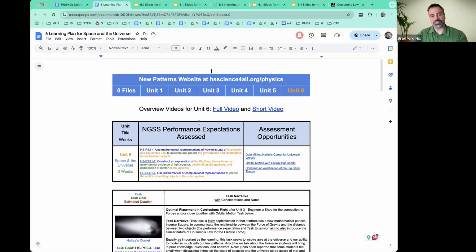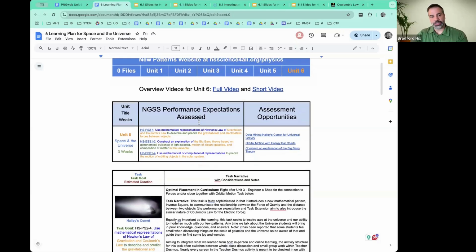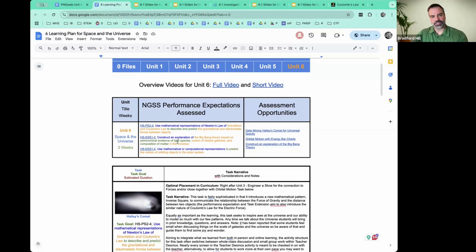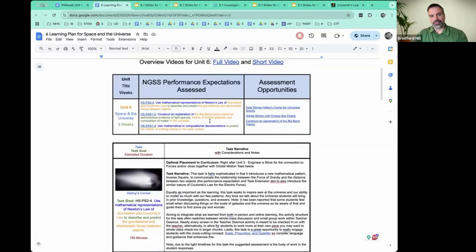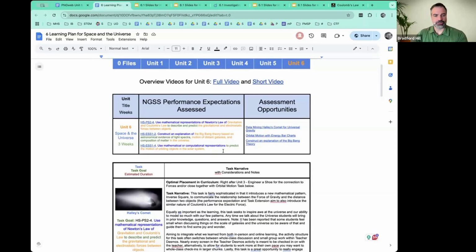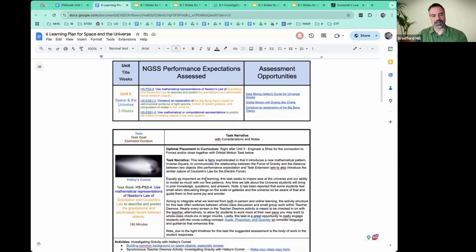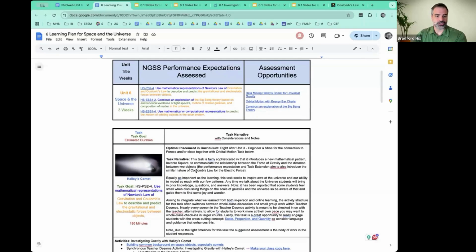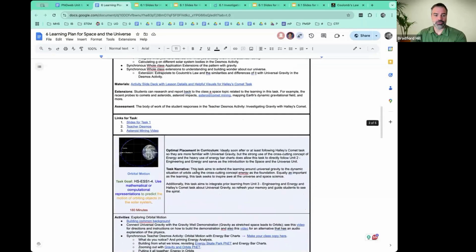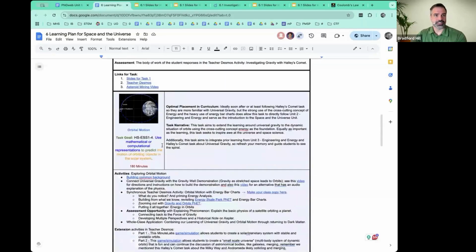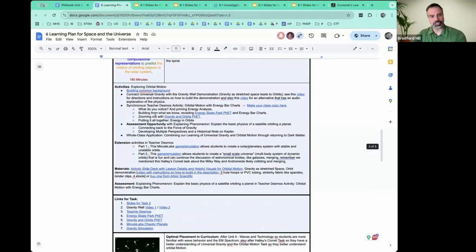Okay, the overview. This is just 3 tasks. So here is some earth science and physics in Unit 6. Here, I'll quickly overview the tasks. Halley's Comet to contextualize universal gravity. Then we have using the cross-cutting concept energy to connect prior learning in the course to orbital motion.